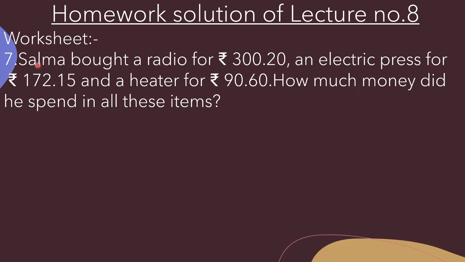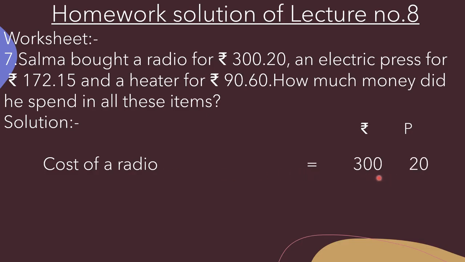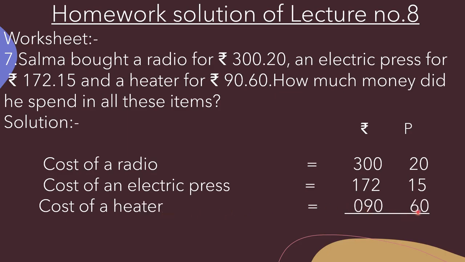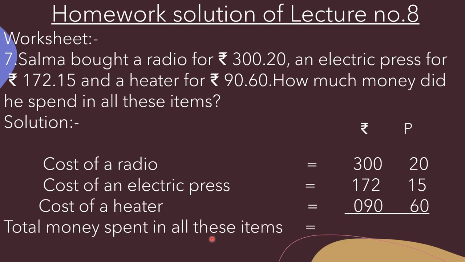Okay, here Salma is a boy. Okay, so here we will write the rupees and paise. Cost of a radio, that is equal to 300 rupees 20 paise. Cost of an electric press, that is equal to 172 rupees 15 paise, and cost of a heater, that is equal to rupees 90.60. Okay, now we have to find out the total money spent by him. Okay, in all these items. So we will add. We will start from our right hand side. So 0 plus 5 plus 0, that is equal to 5.